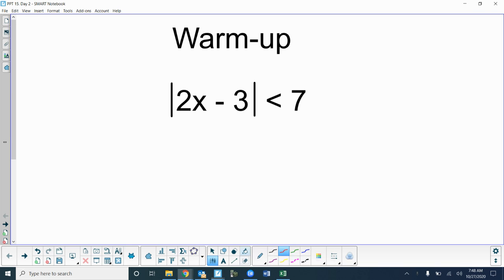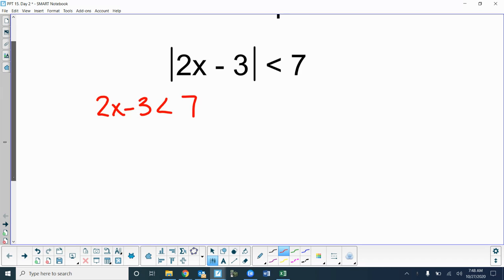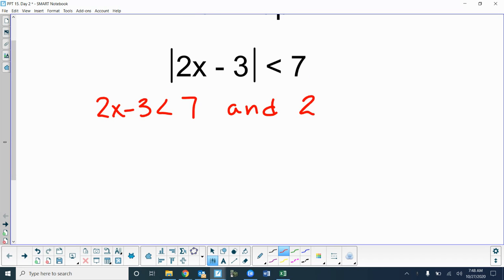Okay? Matt, what are the two problems? 2x minus 3 less than 7, and 2x minus 3 greater than 7. Close. Negative 7. Yeah, greater than -7.